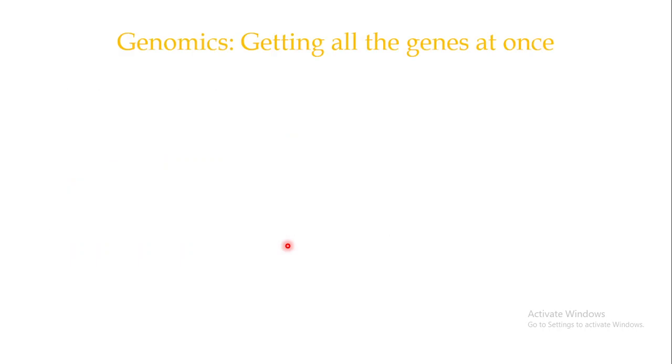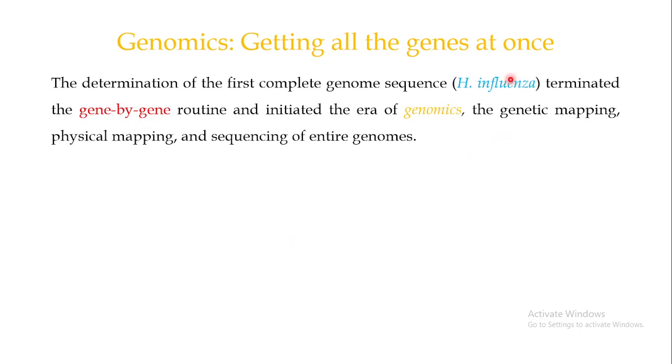Now, genomics is the field where you focus on the whole genome, and the genome simply means the entire genetic content of a living organism. So in genomics, you are getting all of the genes at once. The determination of the first complete genome sequence of Haemophilus influenzae actually terminated the gene-by-gene routine. So now the scientists were not focusing on single genes. They actually started the era of genomics, where they were focusing on all of the genetic content of an organism, like the genetic mapping, the physical mapping, and sequencing of entire genomes.